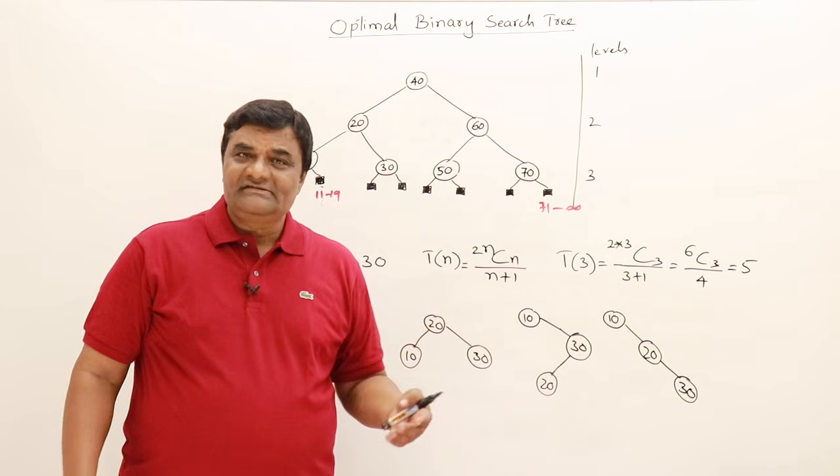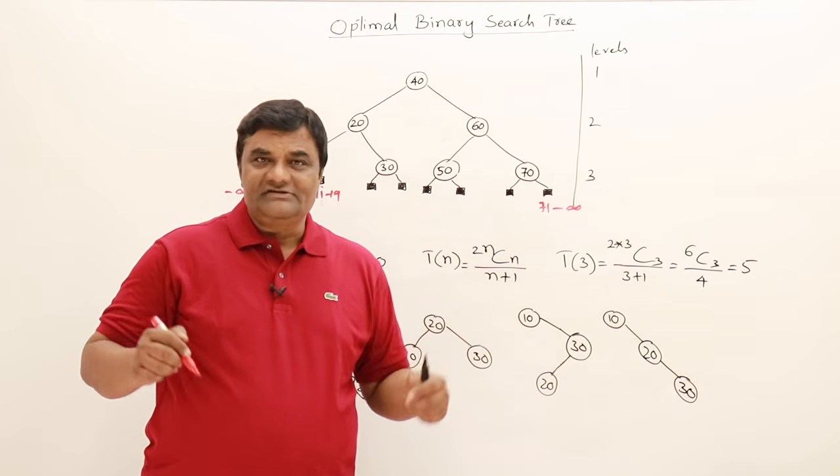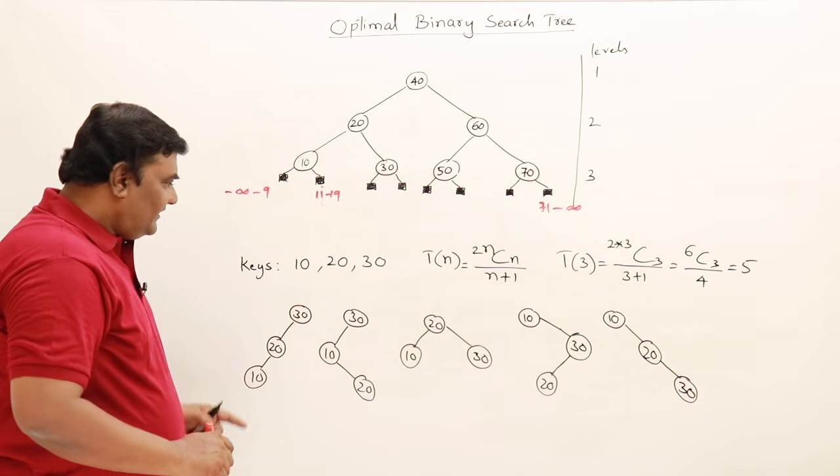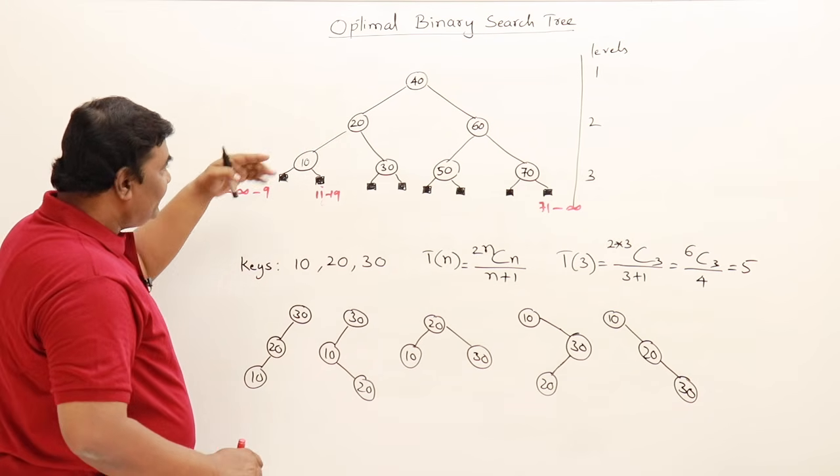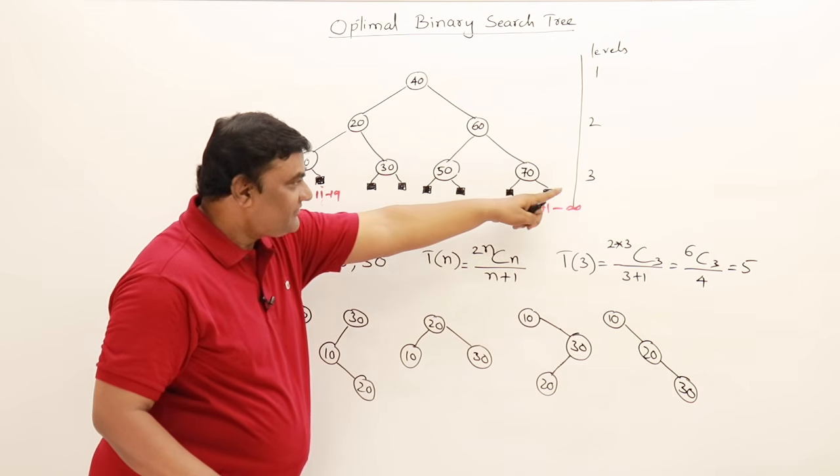So if you have more keys, then more binary search trees are possible. Now if you observe here, the cost of searching, like there I have shown you the cost of searching, the maximum comparisons were 3, right?